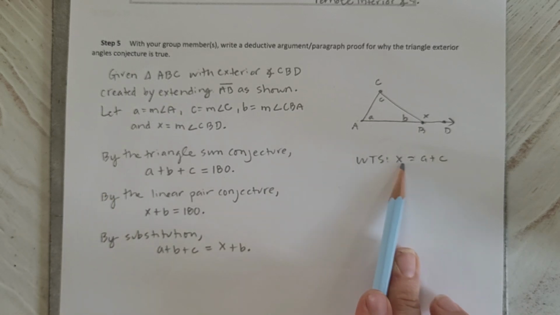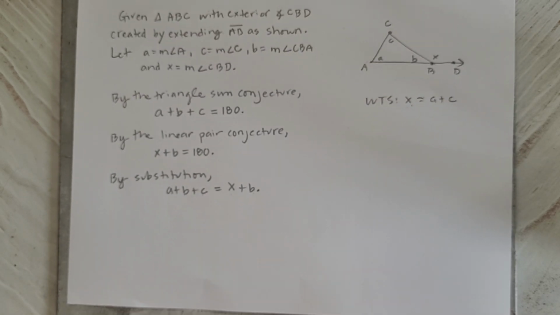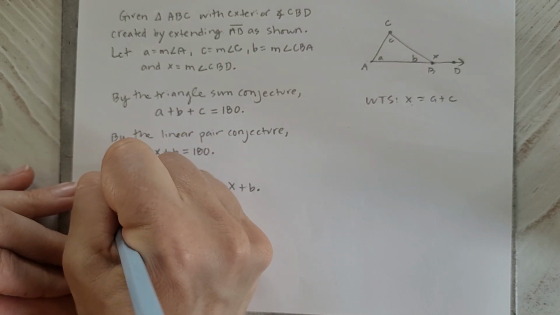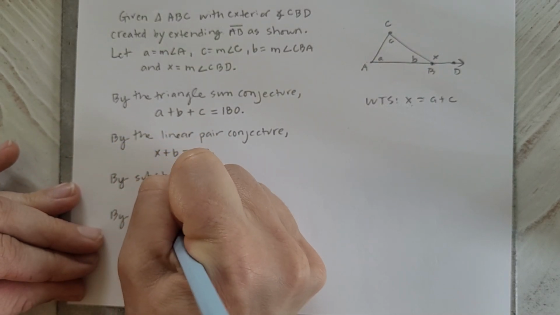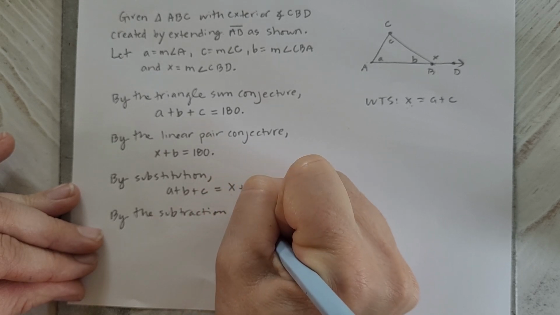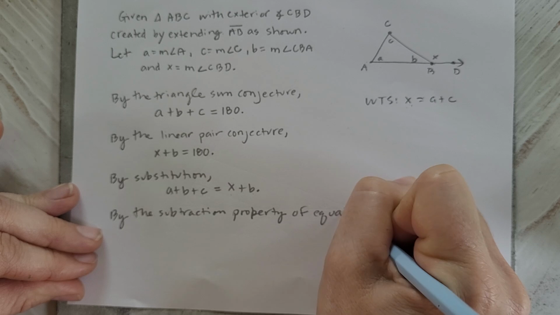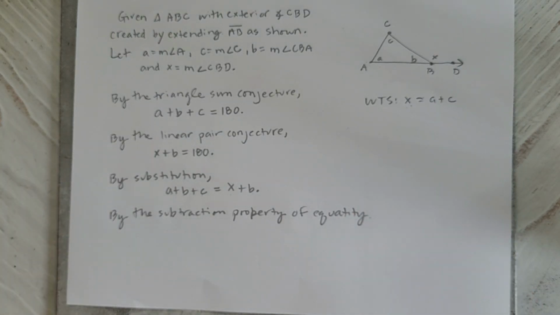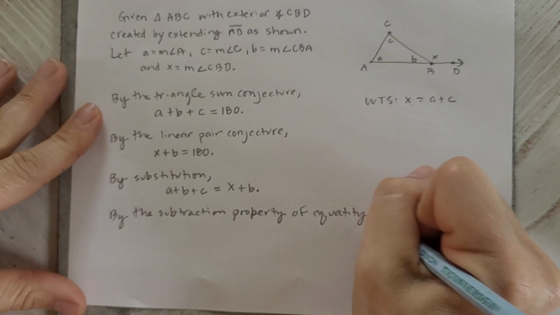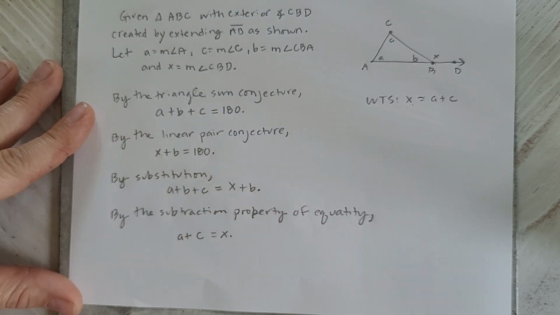Are we almost there? Are we almost at our want to show? We are. We have an A, a B, and a C on this side of the equation. We have an X and a B on this side of the equation. What do we need to do? Use our inverse operations. This is by the subtraction property of equality. Or you could just say, subtracting B from both sides of the equation. Sometimes I say that. A plus C equals X.